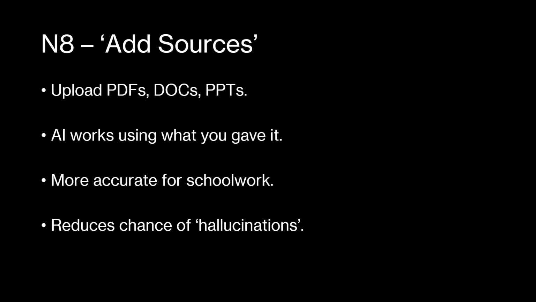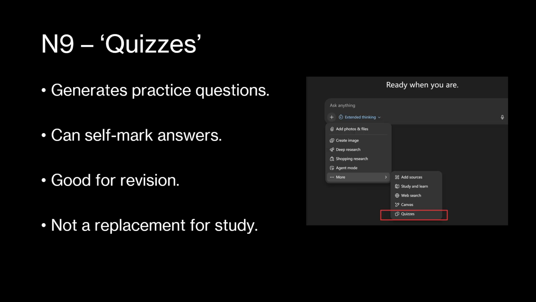There's also a feature called Add Sources, which allows you to upload PDFs, documents, PowerPoints, where ChatGPT tries to work more using only what you gave it. And this can make it more accurate for schoolwork and revision, because it reduces the chance of made up information, which we call hallucinations. That being said, in situations where you need to upload sources, I would recommend using Notebook LM instead, which tends to be a bit more accurate in that regard.